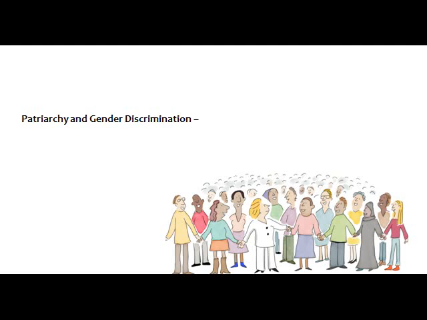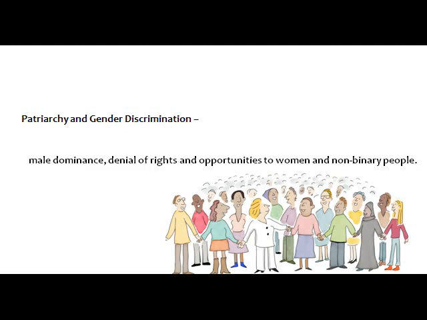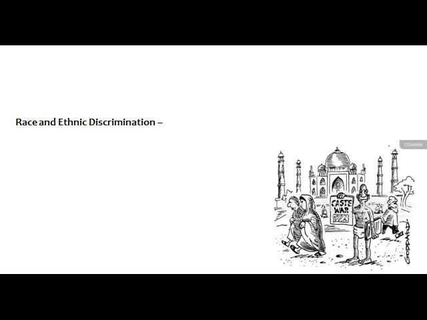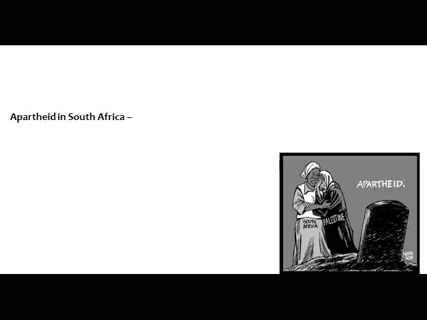Patriarchy and gender discrimination. Male dominance, denial of rights and opportunities to women and non-binary people. Race and ethnic discrimination. Systemic racism, stereotypes, and institutional exclusion. Apartheid in South Africa. Legalized racial segregation and discrimination, 1948 to 1991.